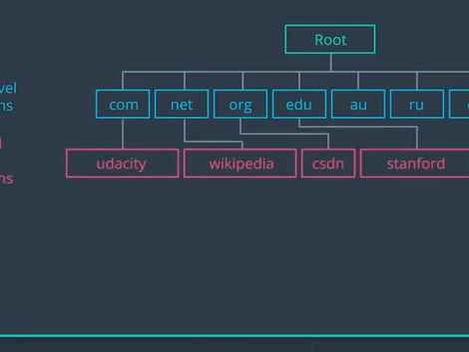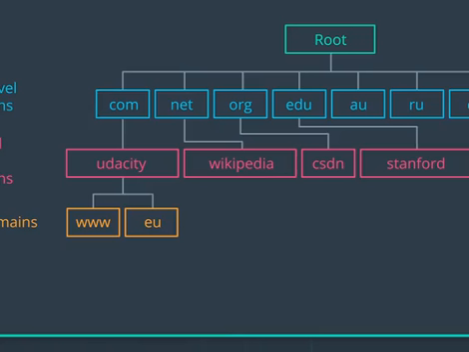Under .com, there would be a Udacity second-level domain. Other examples include Stanford, Wikipedia, etc. Then below the second-level domains are the subdomains. You probably only regularly navigate to one of Udacity's subdomains, such as www or .eu. But there are a number of others, for instance, .br for Brazil and blog for our blog. Finally, each of these subdomains can be mapped to one or more hosts or IP addresses.